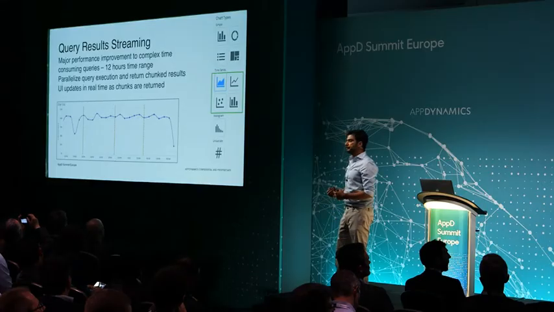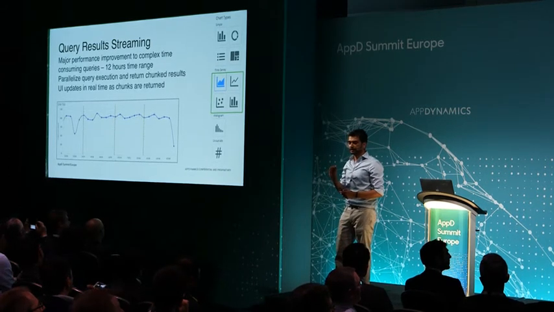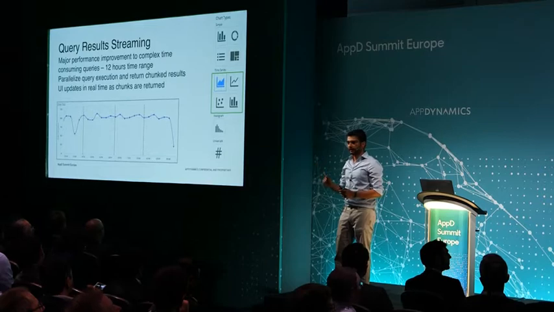What used to happen pre 4.3 was every query, every widget, or every dashboard that hits the backend event service gets a synchronous request. So you see a spinning wheel on the UI if you're using Business IQ, and it takes 5 seconds for the data to come back. You'll see a spinning wheel. With 4.3, we have implemented streaming for our time series widgets.